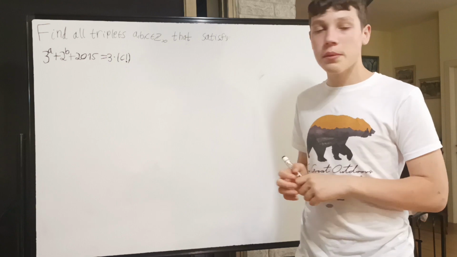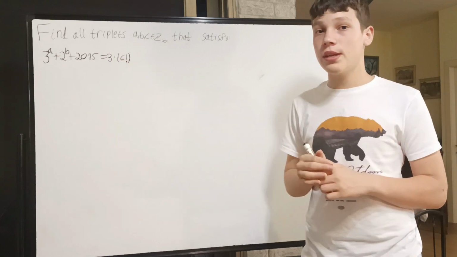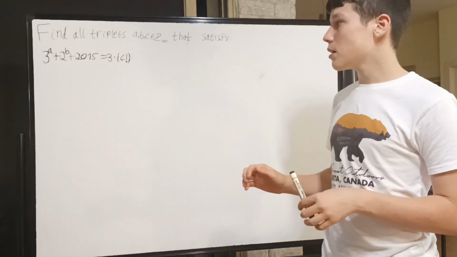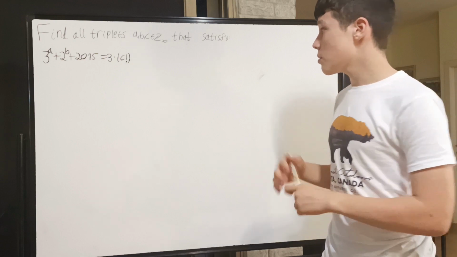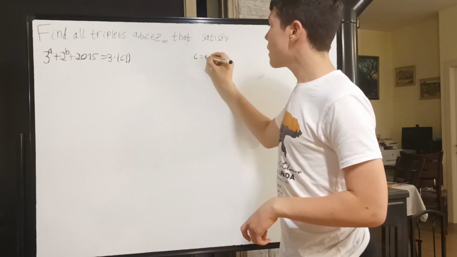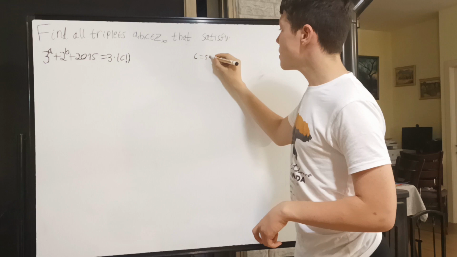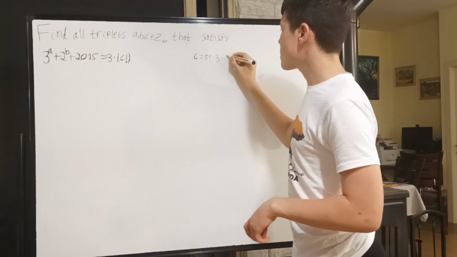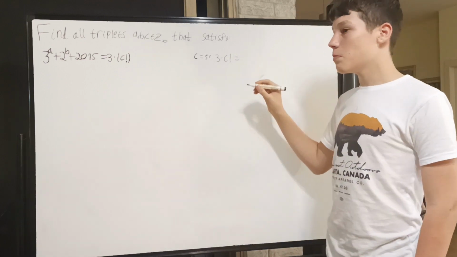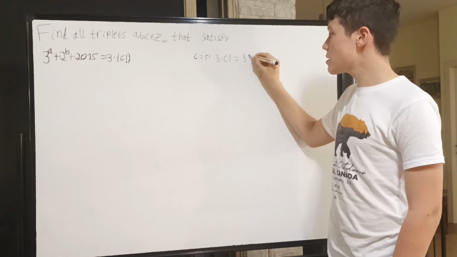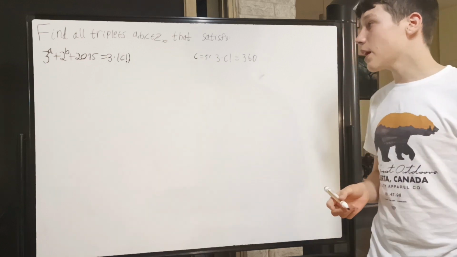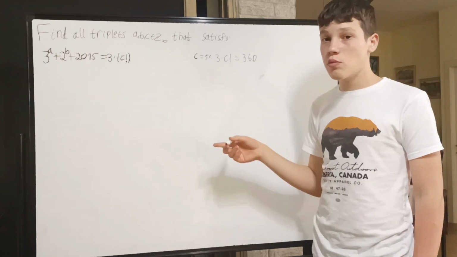So first thing I'm going to do is apply mod 3 to both sides. And actually, no. Before that, I'm going to find a lower bound for C. So if C is 5, that means that 3 times C factorial is 3 times 120, which is 360. And this number is obviously smaller than 2015, meaning that C equal to 5 or smaller won't work.